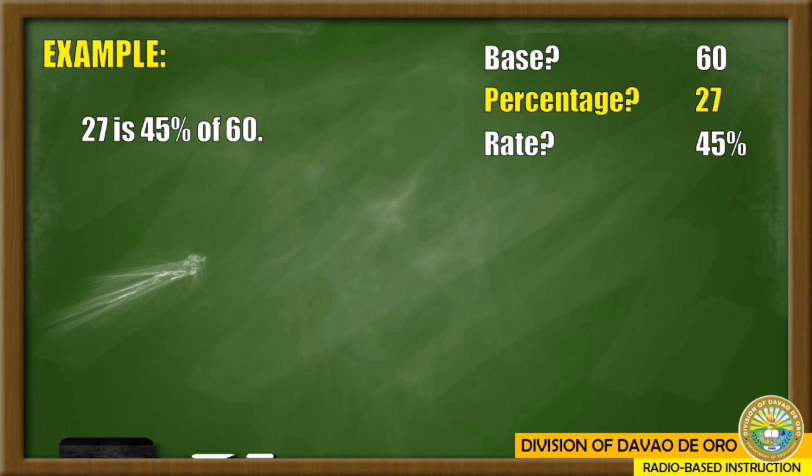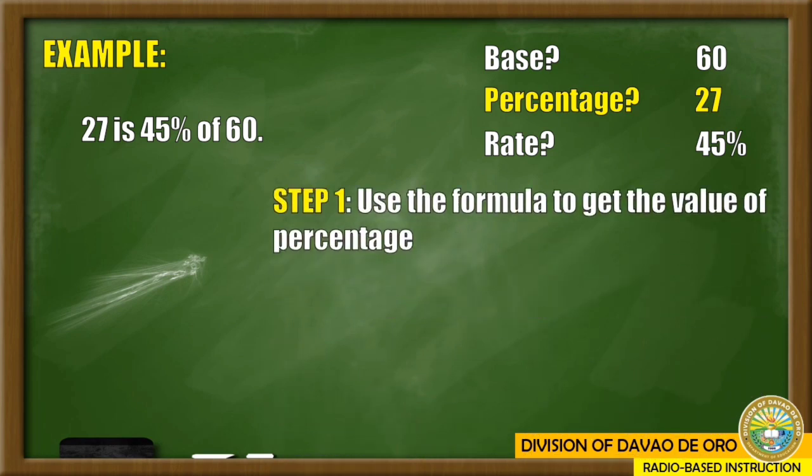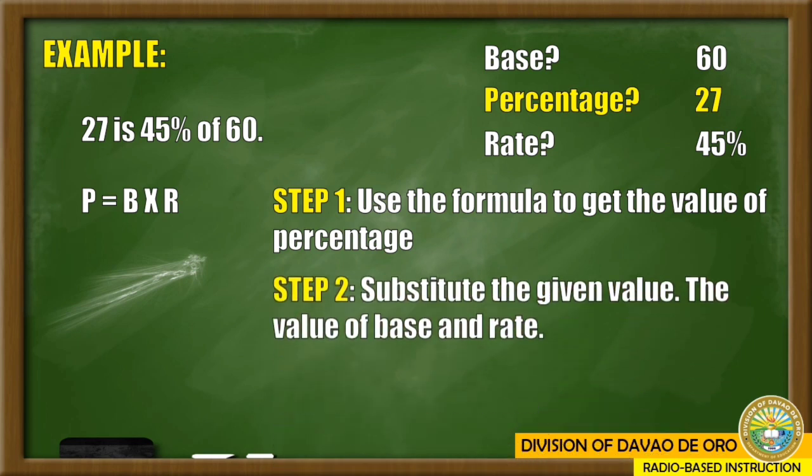So are you ready? Very good. Let's try. Step 1. Use the formula to get the value of percentage. So now, what is our formula? Very good. P equals B times R, or percentage is equal to base times rate.